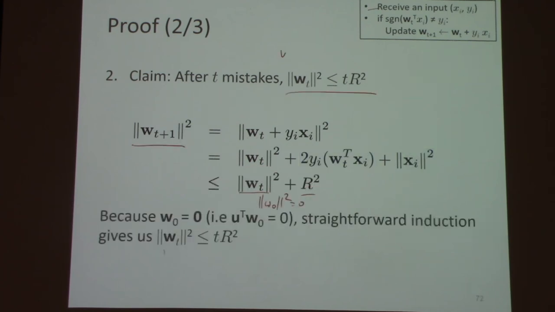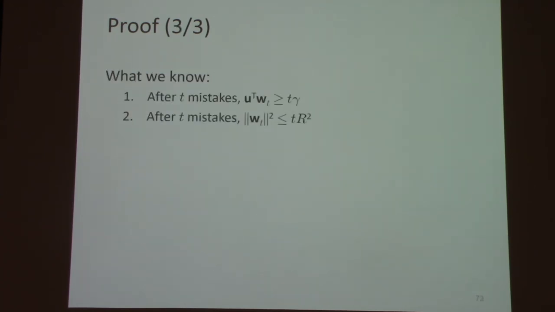Okay, so let's just summarize what we have. What we have proved so far is two things. After t mistakes, u transpose wt is greater than t gamma, and the norm of wt squared is less than t r squared. In fact, this should all be with t plus 1, but it's again a constant, so it's fine.